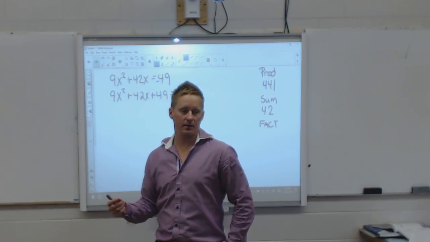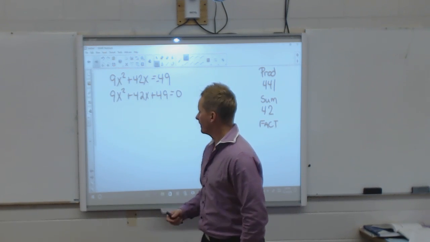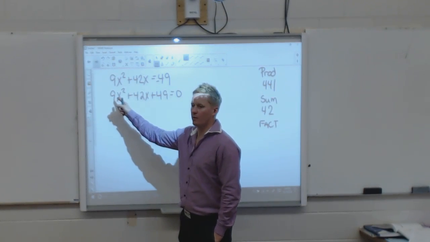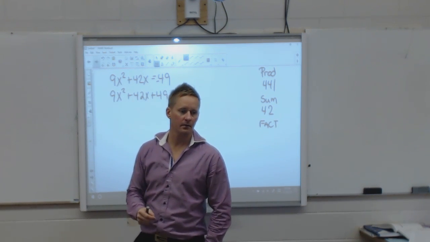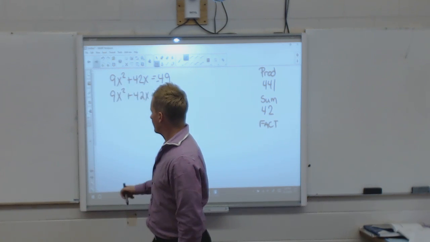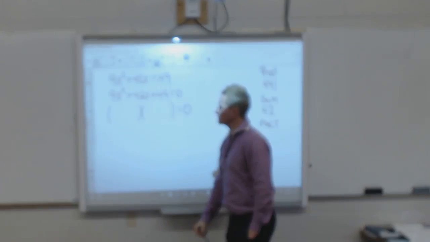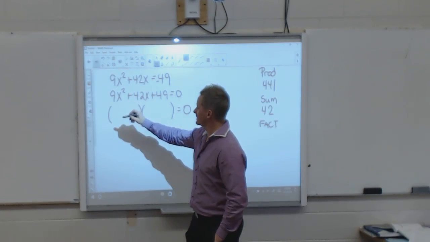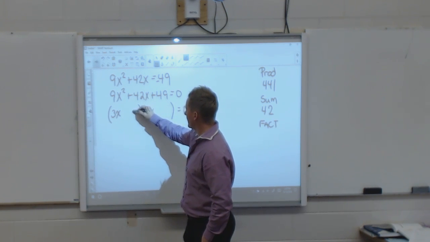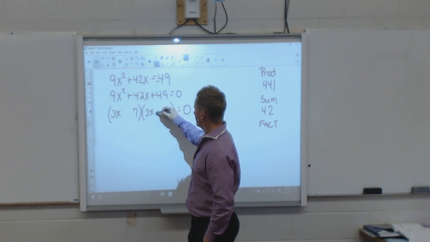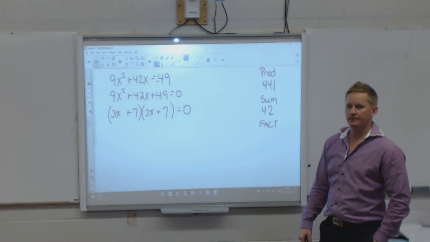Okay? But if I look at this question a little bit closer, I'm going to notice something. And that is this. 9x squared and 49 are both perfect squares. So then, I have to believe that if I take the square root of this, and the square root of that, I'm going to end up with this.